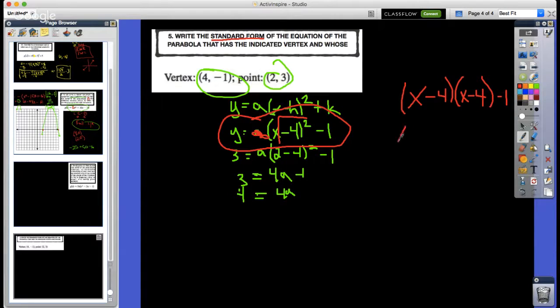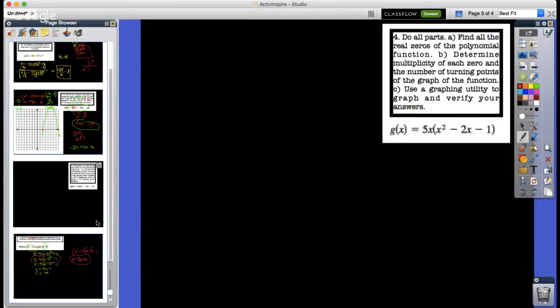So the answer would end up being x squared minus 8x, and then plus 15. Okay, and that would be my answer on that side. Okay, if you want to go back and do that one, you can, and if you have questions, bring them in, and we'll talk about them there too.